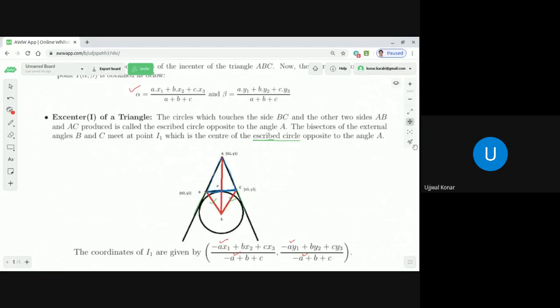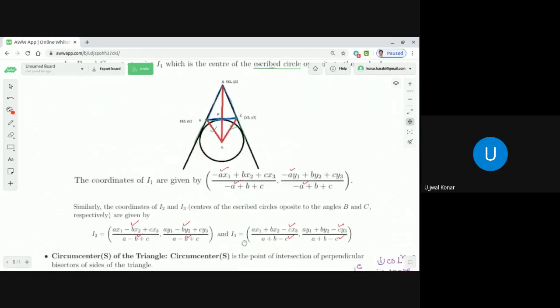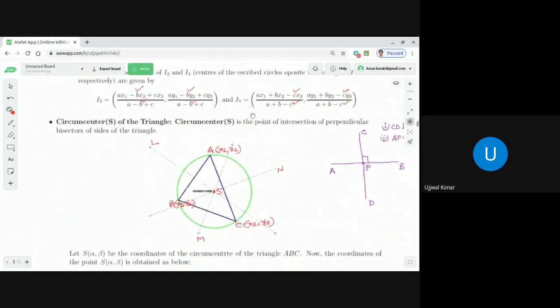Then the next one we discussed, dear students. After centroid, then incenter, then excenter, we discussed the circumcenter. The circumcenter is the point of intersection of the perpendicular bisectors of the triangle. As you see, ABC is a triangle, and for each of the three sides there is a perpendicular bisector. These three perpendicular bisectors intersect at a point, and that point is known as the circumcenter of the triangle.